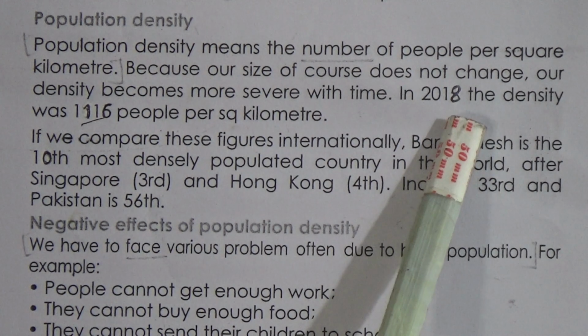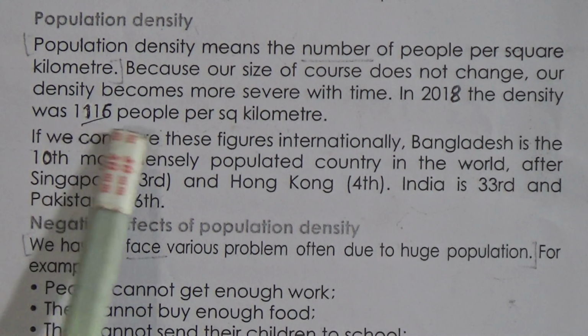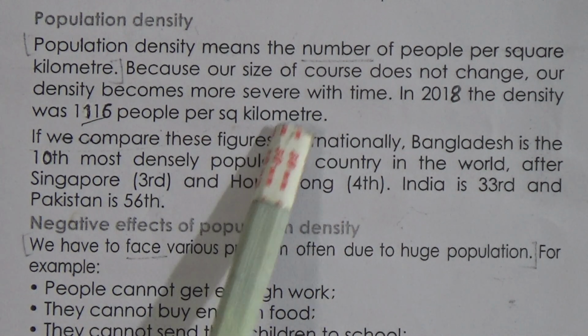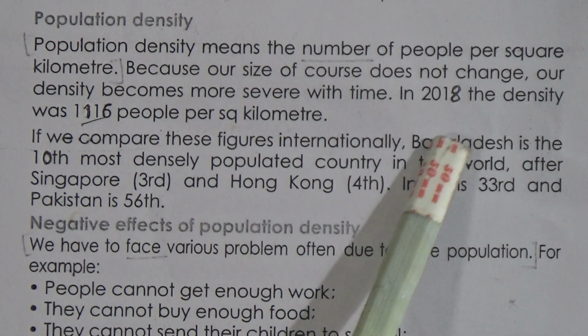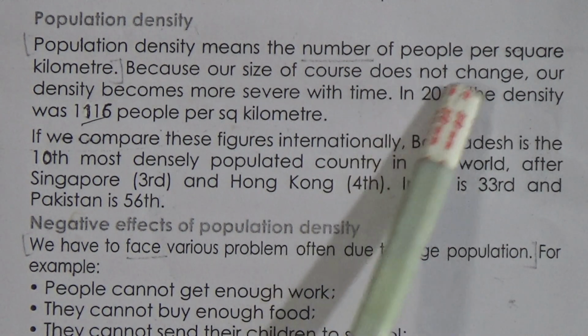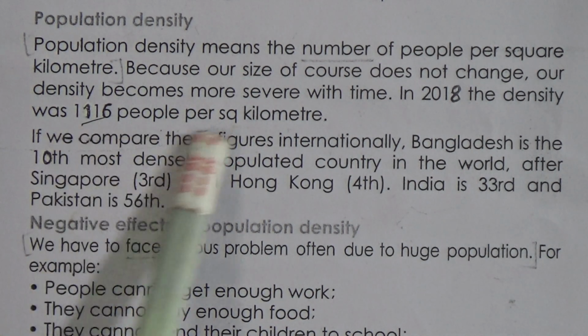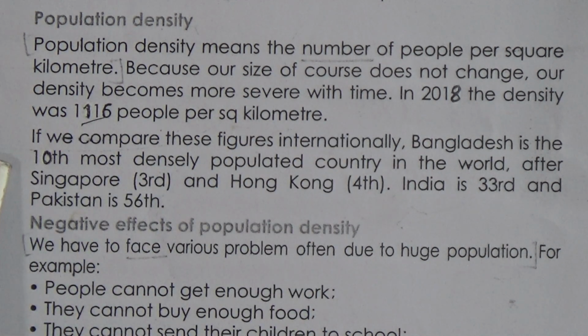In 2018 the density was 1,116 people per square kilometer. This is the statistic of 2018. If we think about right now, it's about 2021, so the scenario will be increasing, right?